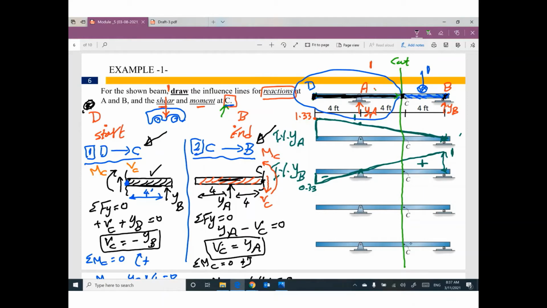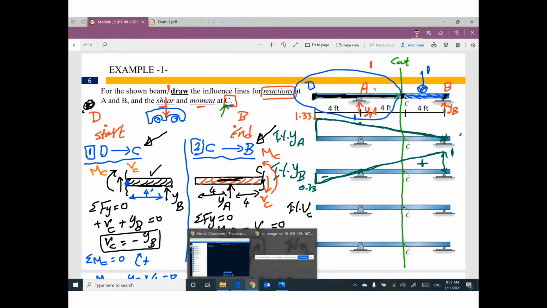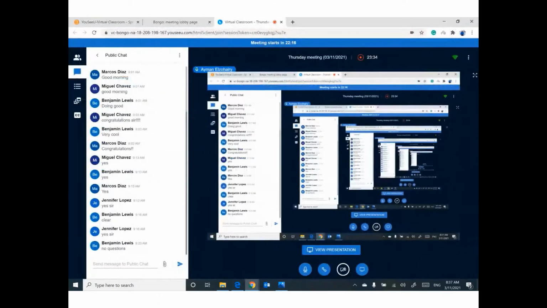I already used it. I applied summation of F in Y, summation of moment, to figure out what is the value of shear, what is the value of moment. Just to remind you, my target is to draw the influence line for shear at C and the influence line for moment at C. If you have any question, let me know.